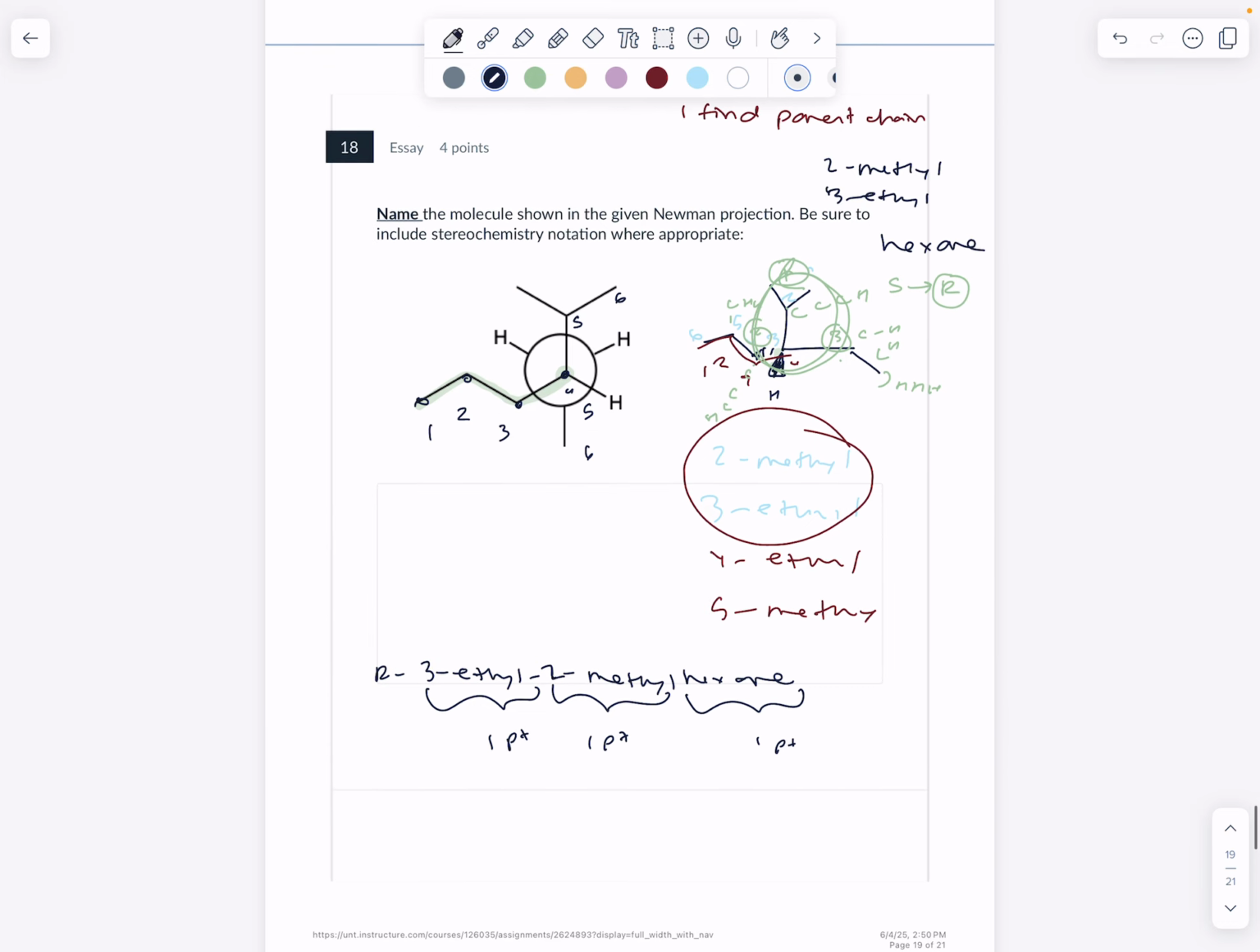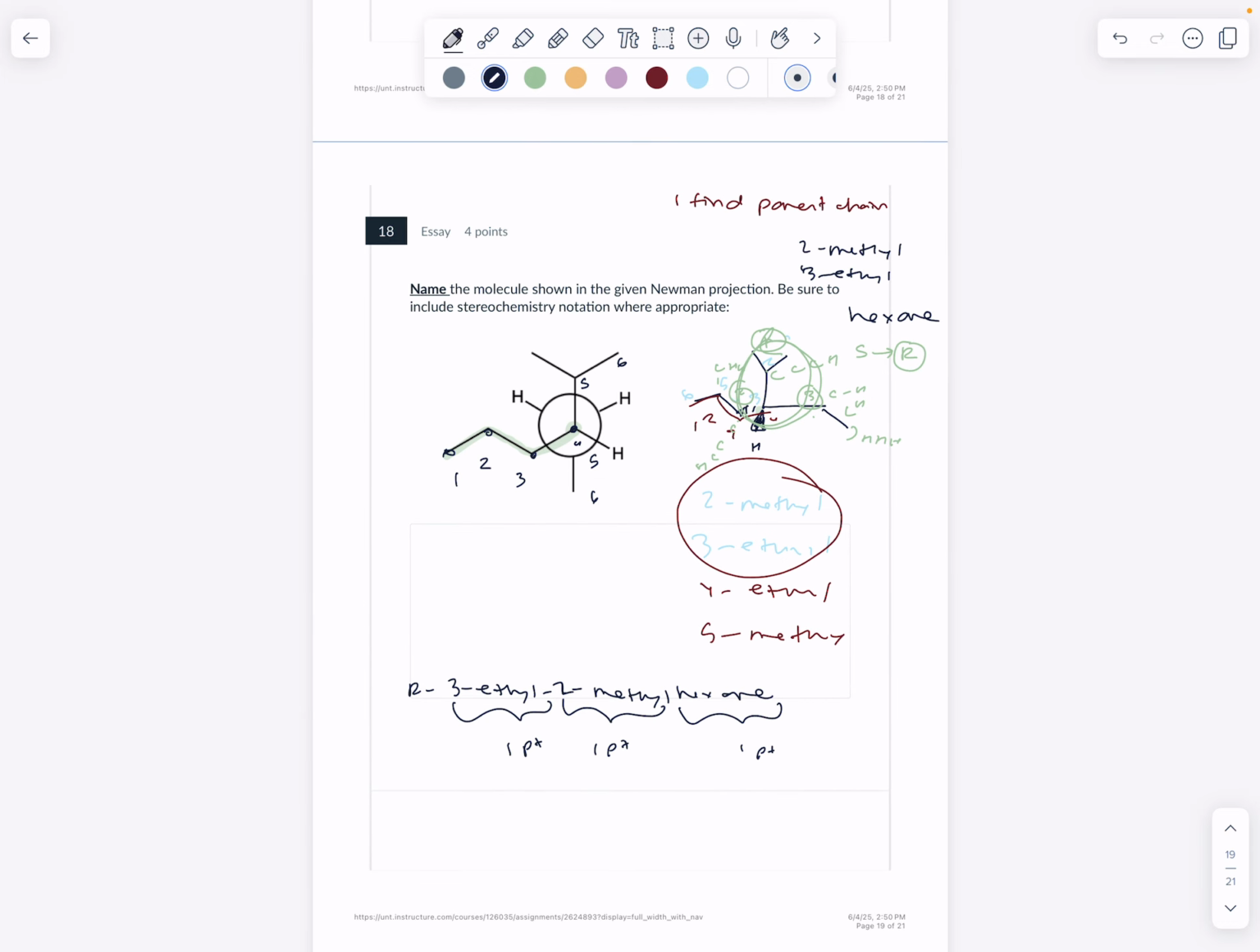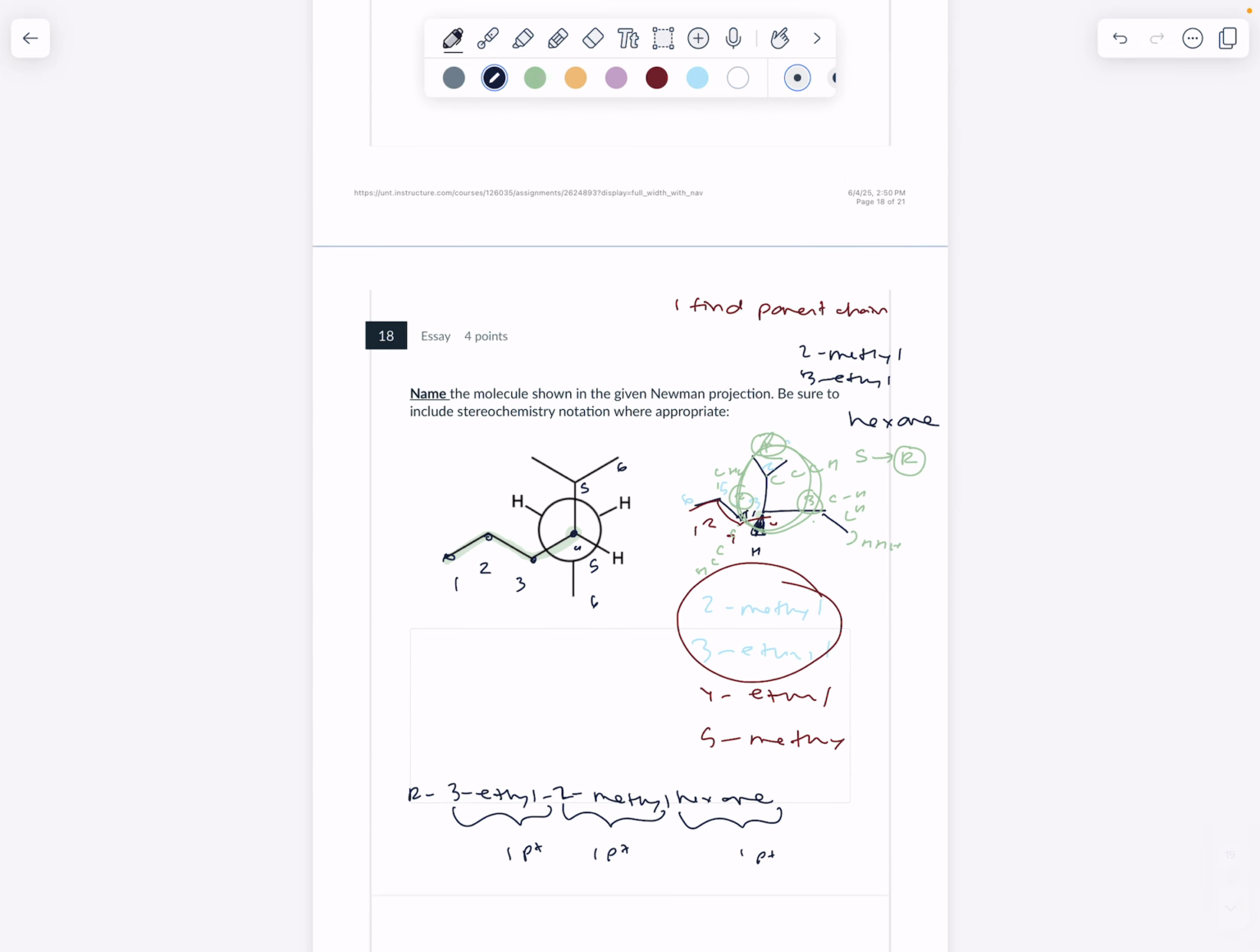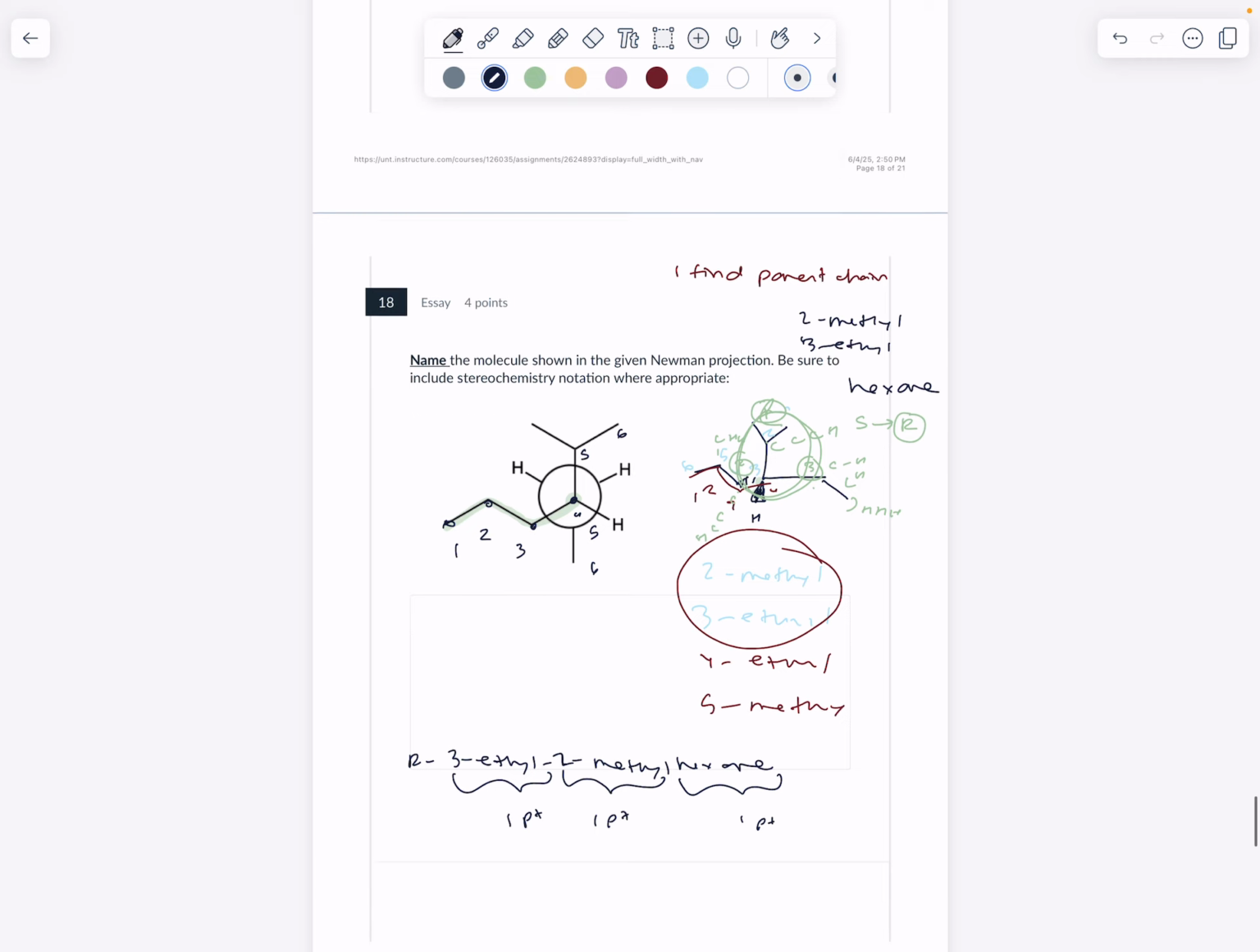So that's a little bit of a trickier one. I was not trying to be tricky. It's just a challenging question. But you do need to be able to think about how to rotate molecules and name them. So that's kind of why I included a question like this.